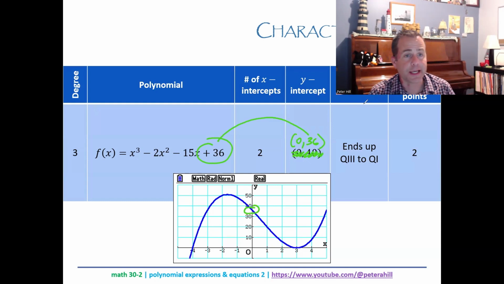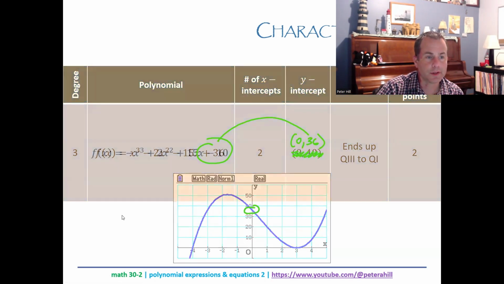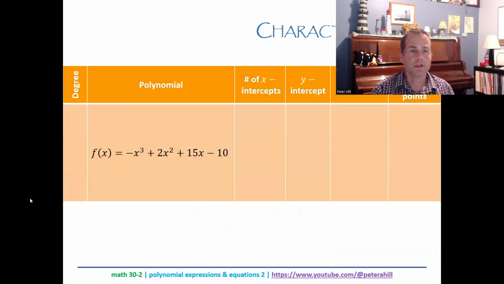Okay, end behavior is ending up because I have a positive leading coefficient, and I'm going from quadrant 3 to quadrant 1. And again, the number of turning points will be 2 here. Okay. All right, let's try this one. I'll get rid of that ink on you. So pause me, fill it in, and come on back.